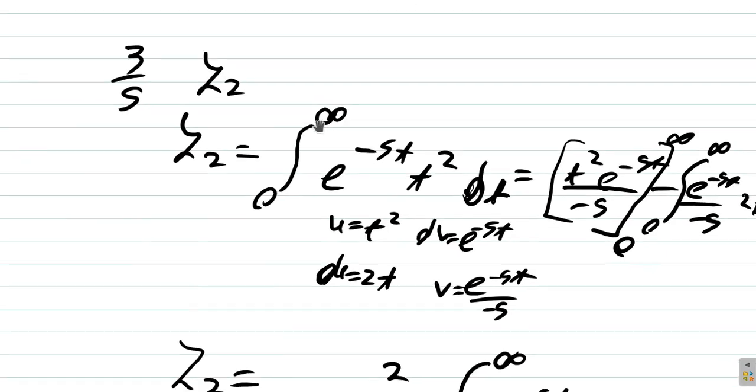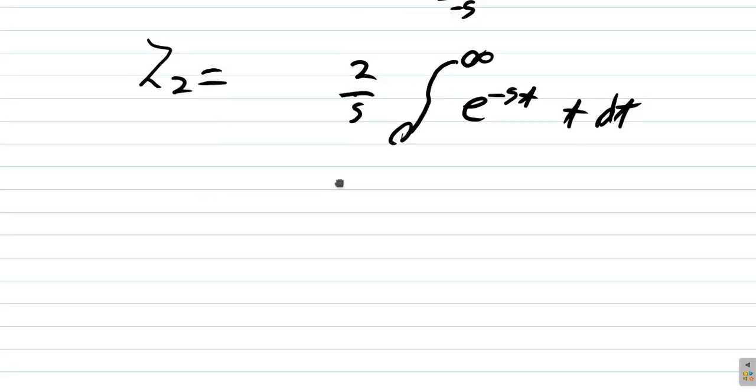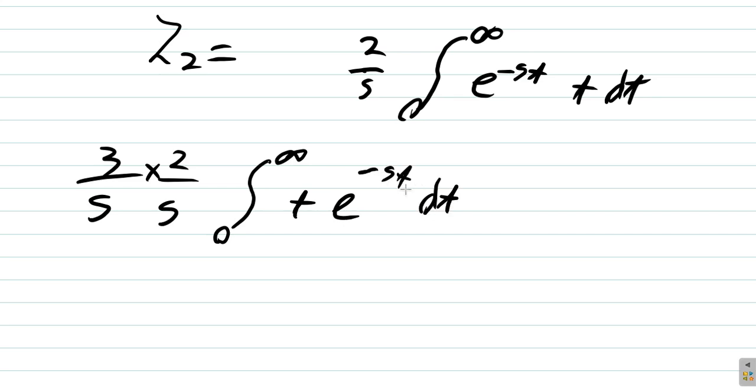Now, remember, this was L2. L2 must be multiplied by 3 over s. So let's do that. So we have 3 over s times 2 over s, integral from 0 to infinity of, let's put the t first, t e to the negative st dt. I didn't have to put the t first, but to me it looks a bit neater if I put the t first.